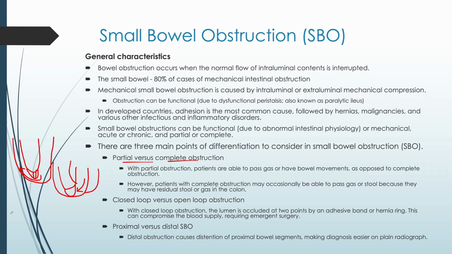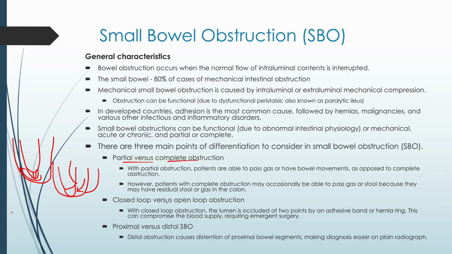Patients with complete obstruction occasionally will be able to pass a little bit of gas or stool because they have that residual gas or stool within the distal colon. But essentially, with a complete obstruction, you will get total obstipation or complete blockage: no stool, no gas, no nothing.